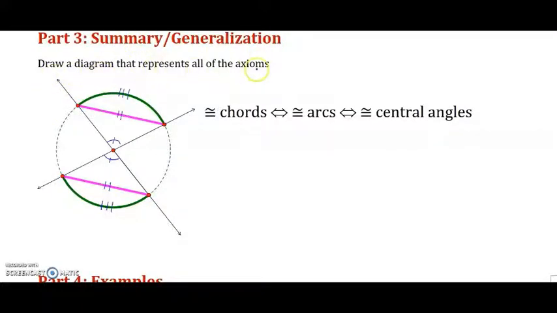And this picture represents all of the axioms. If we have congruent central angles, then we have congruent chords and congruent arcs. So in other words, if you have congruent central angles, the arcs are congruent. If you have congruent central angles, the chords are congruent. If you have congruent chords, the arcs are congruent, and all of the converses are true. Thus, you have the biconditional arrow.